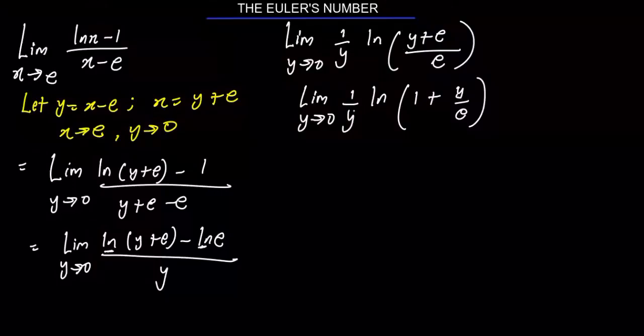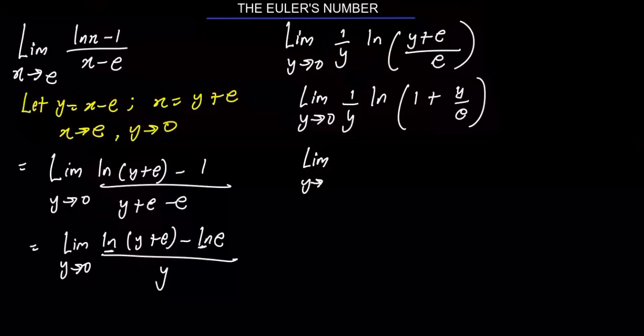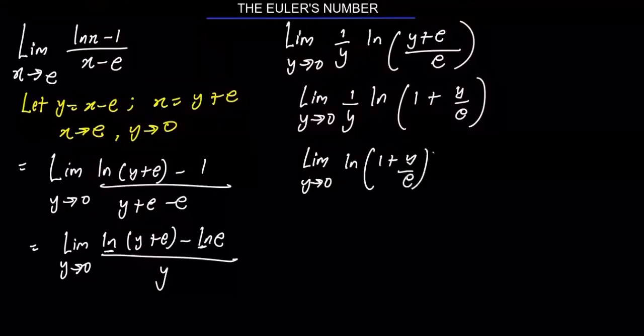Okay, let's see. Did you know that this is a logarithm? So it's possible for me to bring this 1 over y up here. It's very, very possible. So what do you think I will do? I can say limit y tends to 0 of ln 1 plus y over e all raised to power 1 over y. It's very possible because check it out.